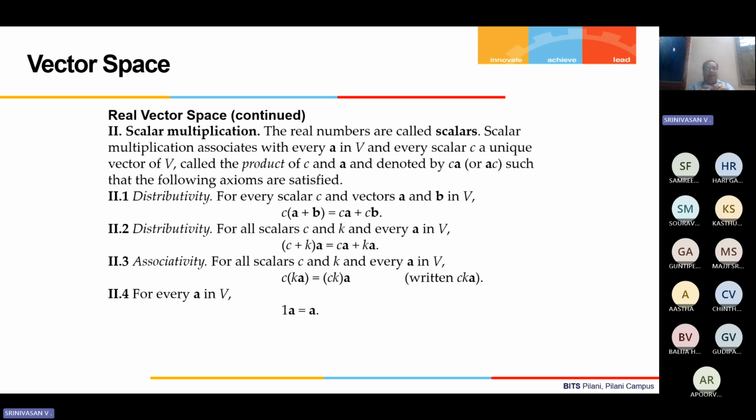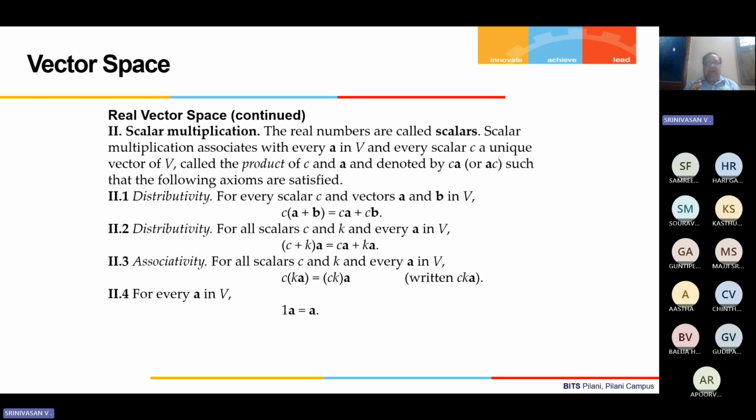Associativity. Here it is scalar multiplication. For all scalars C and K and every vector A in V, C times KA is the same as CK times A. Anyway, it is CKA. For every A in V, you have this multiplicative identity. This is also an identity: A into 1 equals A. A plus 0 equals A is the additive identity. This is the multiplicative identity.